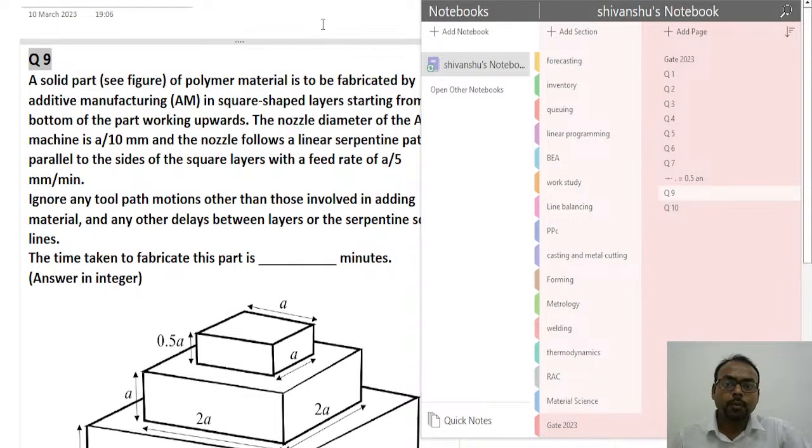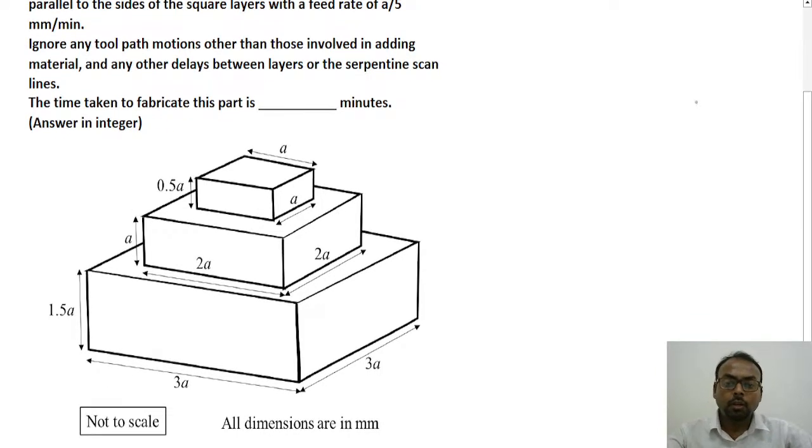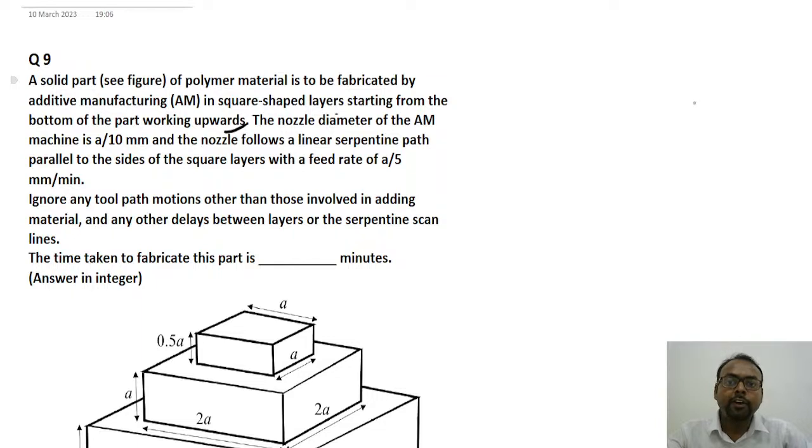Now next, you see this is a very good question and still a very easy question. A solid part of polymer material is to be fabricated by additive manufacturing. This material is being prepared by the additive manufacturing process in square shaped layers starting from the bottom of the part, working upward. So basically what you see here is one cubical shaped body that is being prepared with the help of this additive manufacturing method.